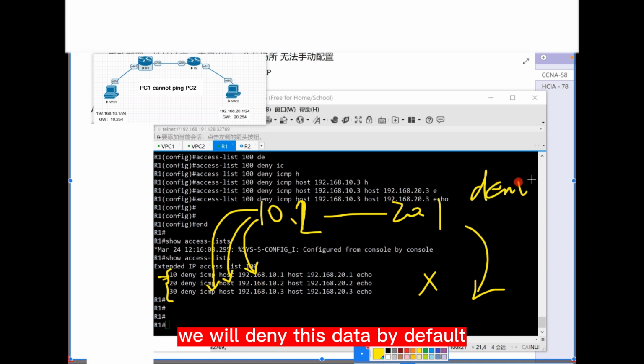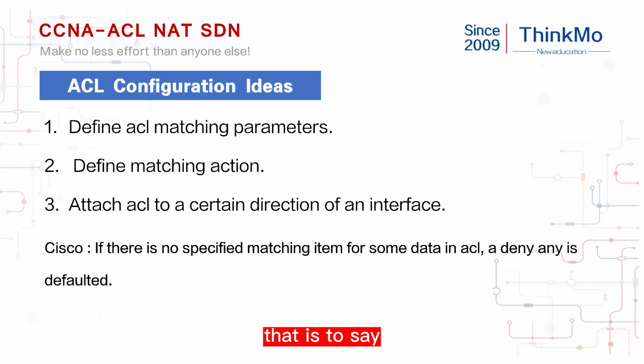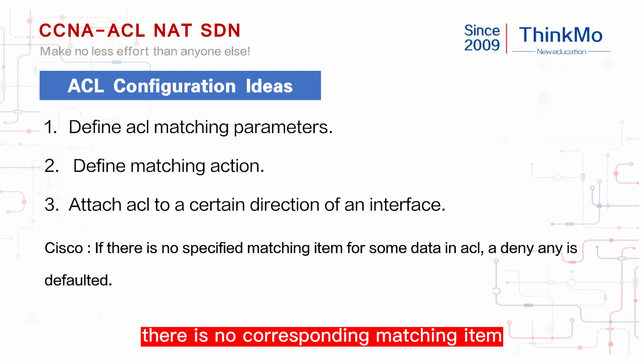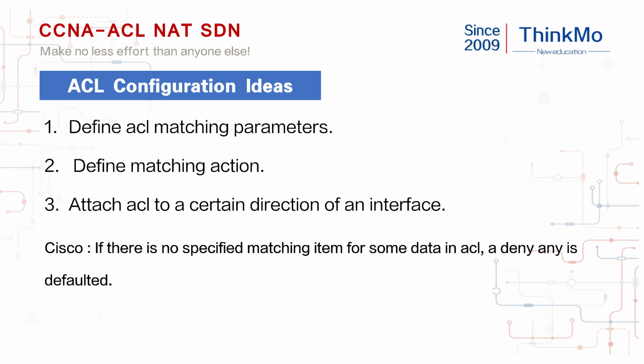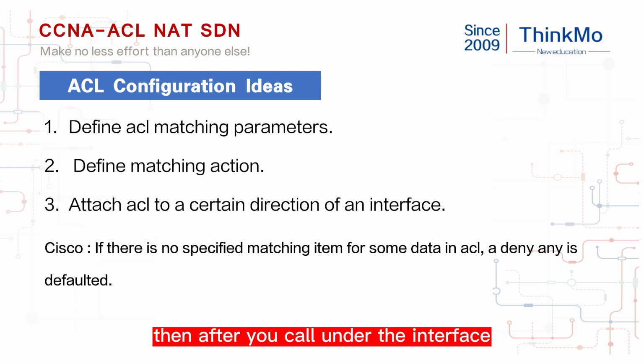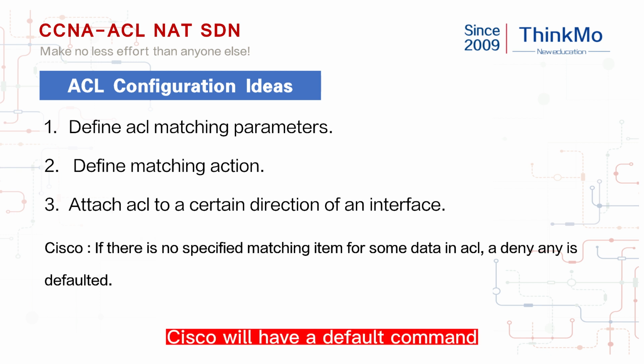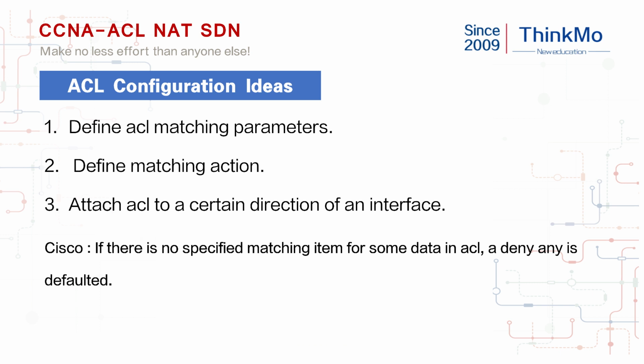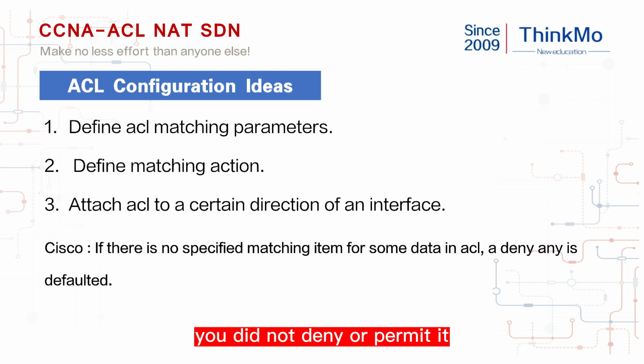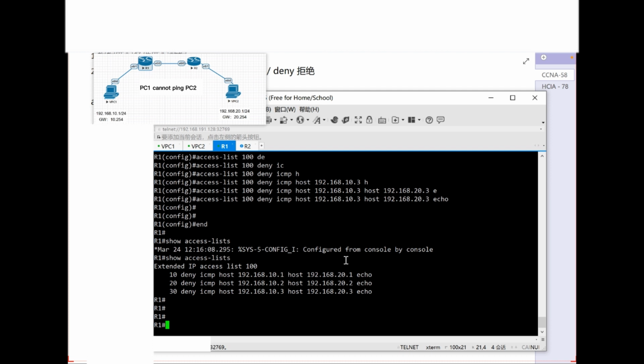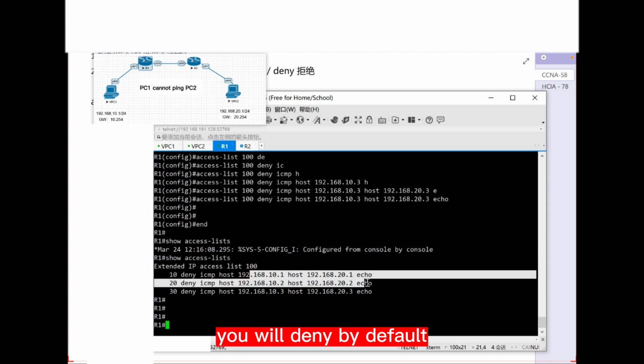We will deny this data by default. That is to say, for Cisco, if we are doing ACL configuration, there is no corresponding matching item for some data in the ACL. Then after you call under the interface, Cisco will have a default command called deny any. That is, if for a data you did not deny or permit it, then it is deny by default. For example, now comes a 1.1 to 2.2. When you come here, you will deny by default.